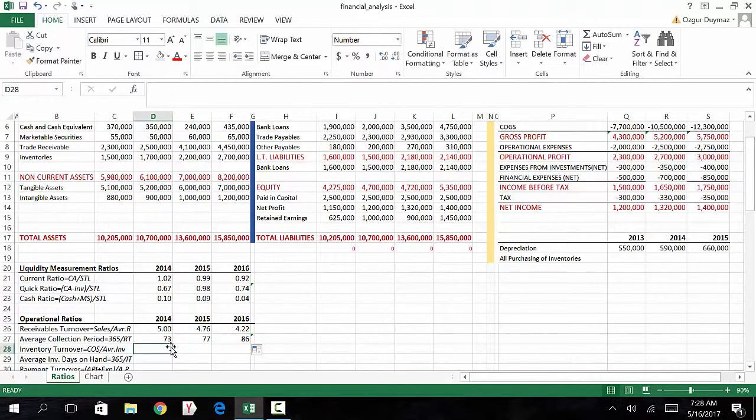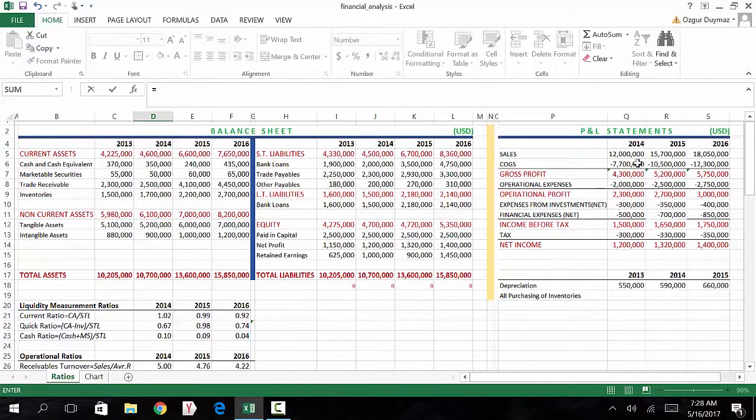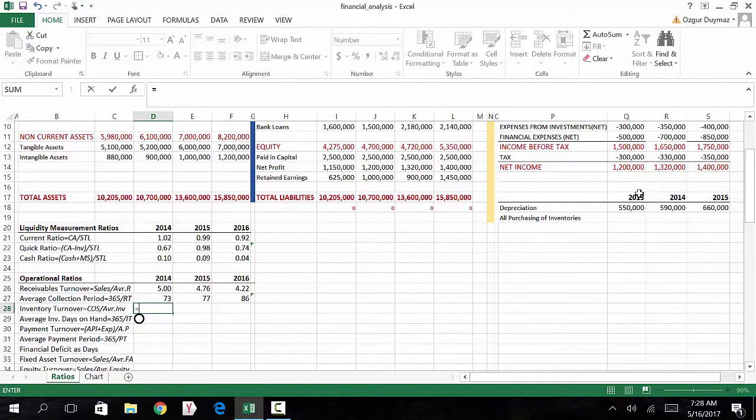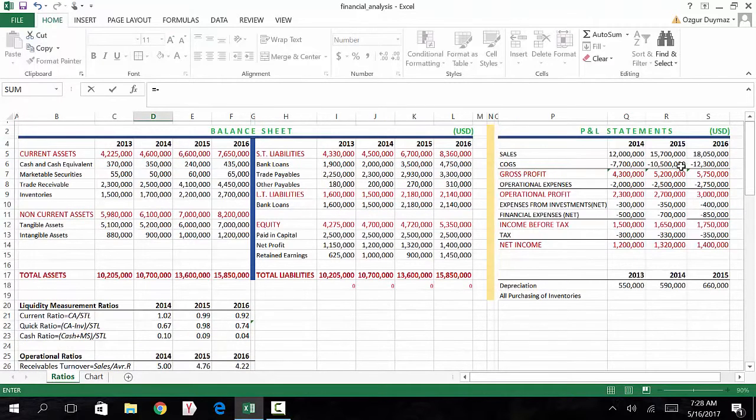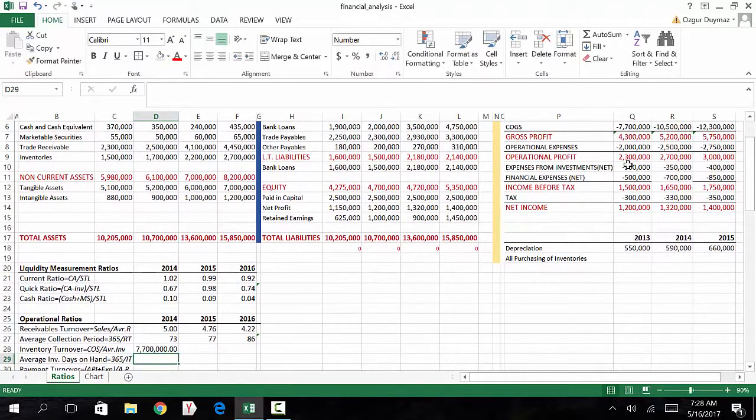And what about inventory turnover? It shows how many times per year inventories are turned over. The formula is cost of sales, or cost of goods sold. I should use minus because it comes from the profit and loss statement as a minus. Divided by average inventory, divided by 2 to find the average.